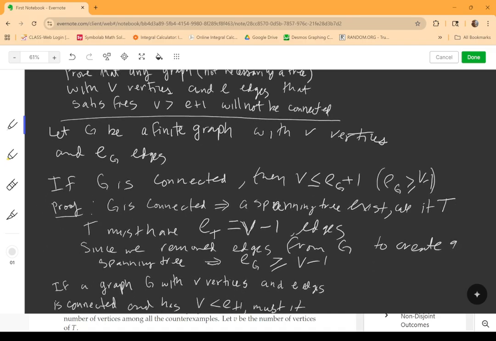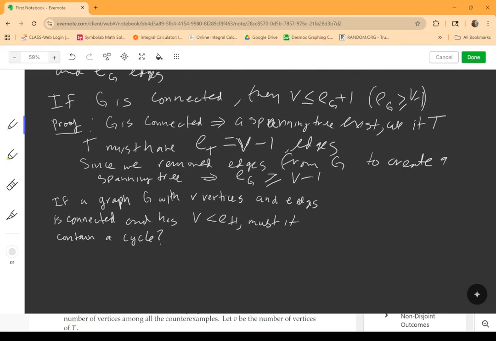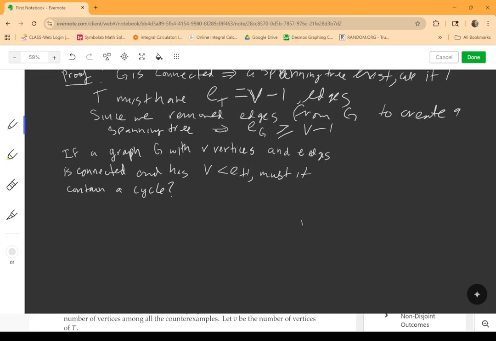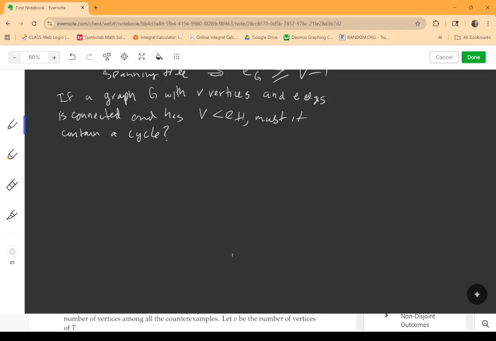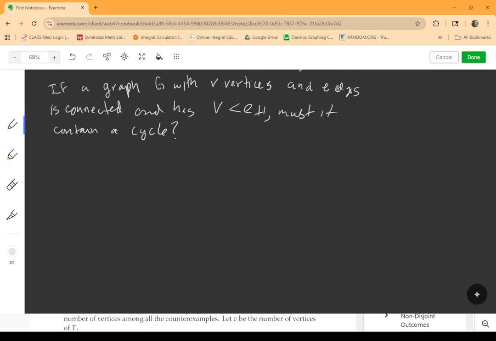All right, let's take a look at another example here. Again, this example is from our textbook. If a graph G with V vertices and E edges is connected and has V less than E plus 1, must it contain a cycle?